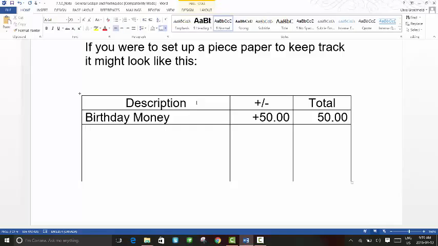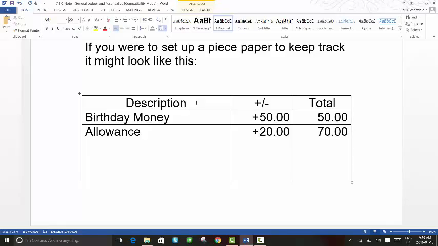So maybe a few days go by and you get your weekly allowance from your parents. So maybe if they're feeling generous and they give you $20, maybe you don't consider that very generous, but anyway. And so I have an existing balance of $50. I have an allowance that I'm adding into it. So I would now have $70.